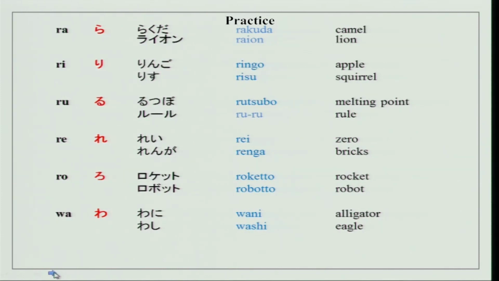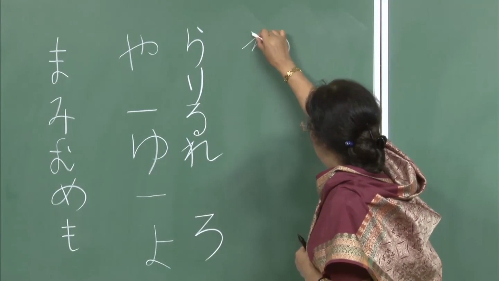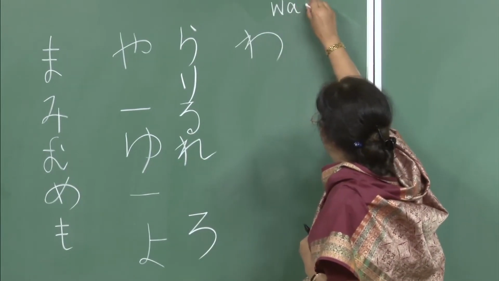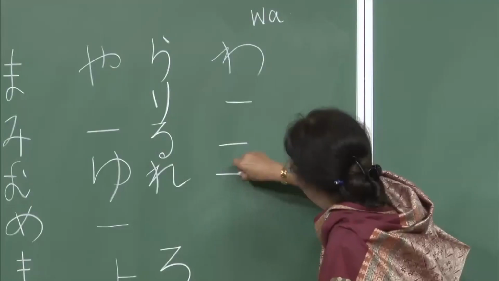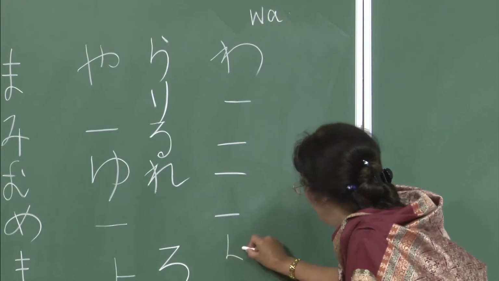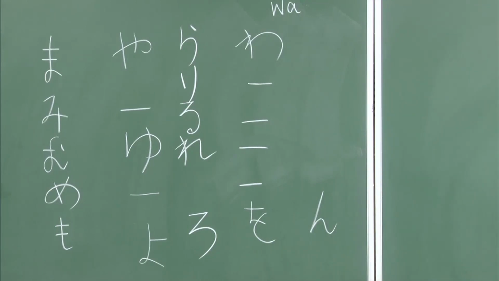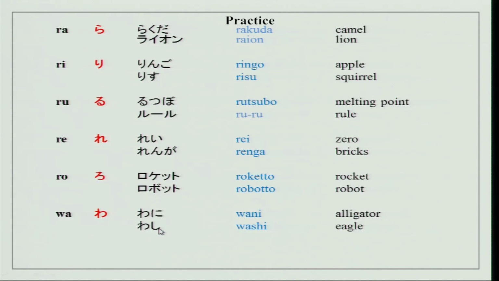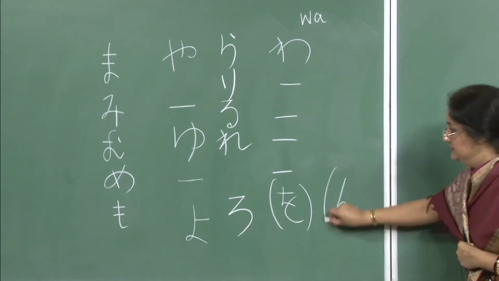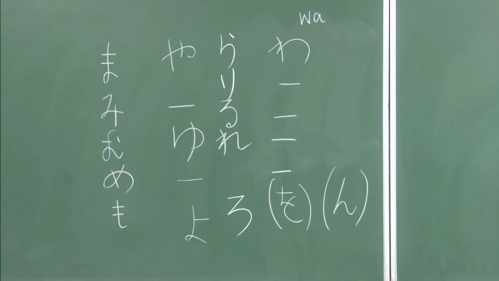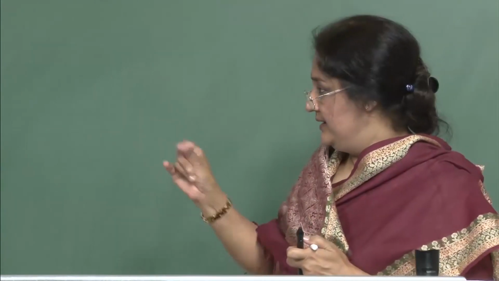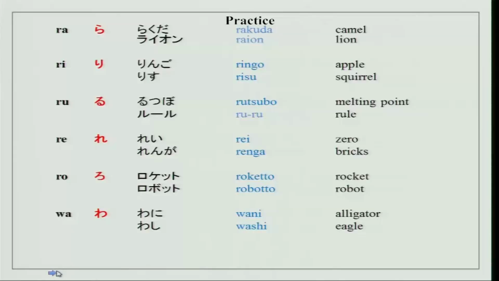After ro, we have wa. There is nothing after wa. We have o and then the sound n. Now wa, wani, washi. O is a different sound. O is a particle over here and N is to be used with words as in remon, lemon. So, we will do N later on with words. For the time being, let us see what we have now for you. O and N.